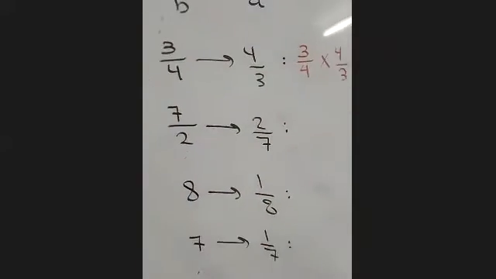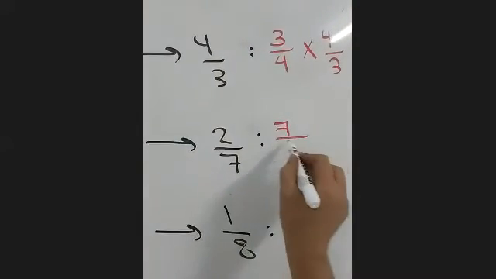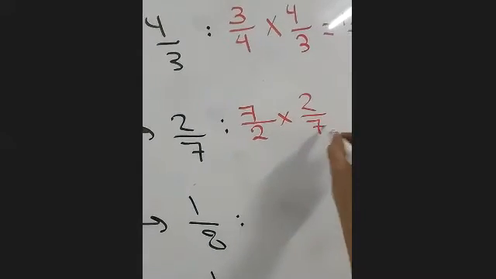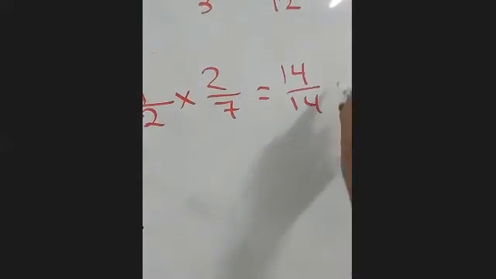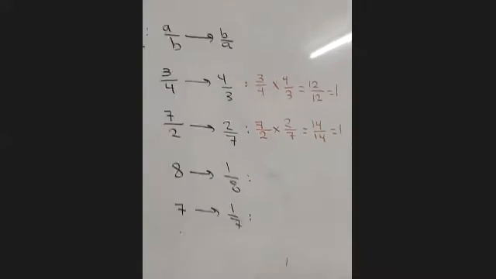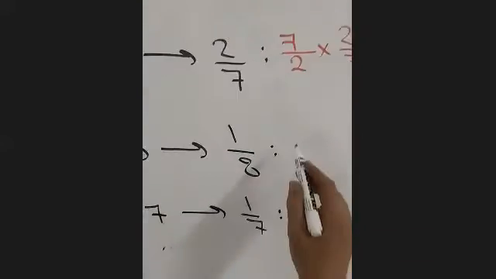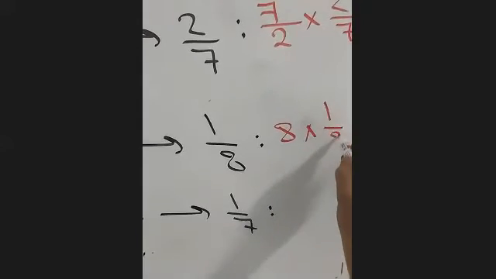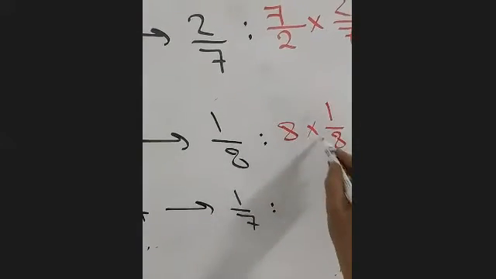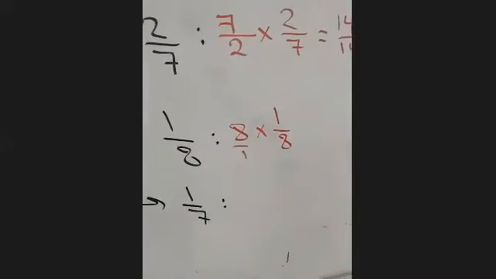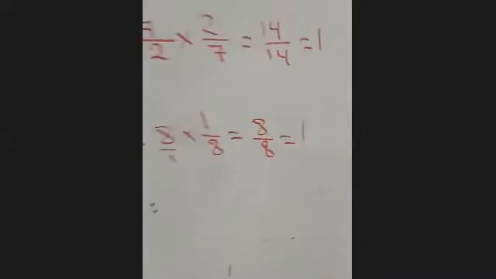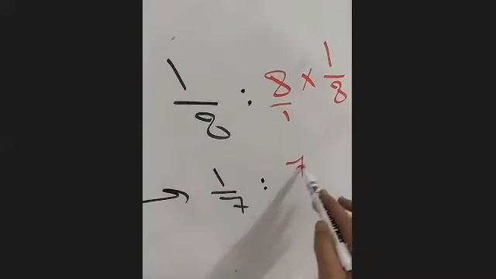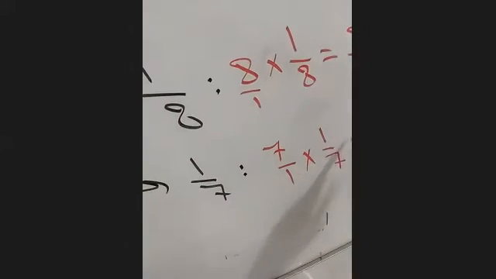Let's try it here also. 7 over 2 multiplied by 2 over 7, multiply up and down, is 14 over 14. The answer is 1 also. Let's do it here: 8 multiplied by 1 over 8. We know that 8 has a denominator of 1, so 8 over 8 is 1. Here also, 7 over 1 multiplied by 1 over 7 equals 7 over 7, and the answer is 1.